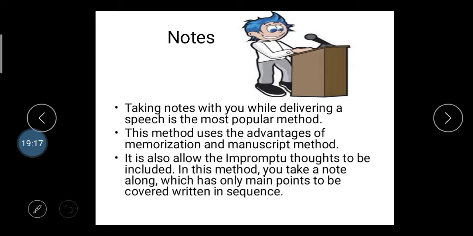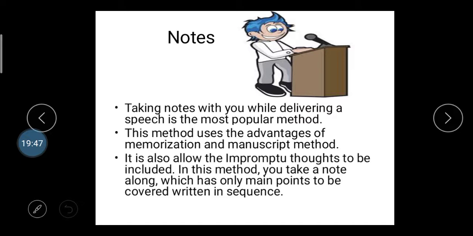This method uses the advantages of the memorization method and the manuscript method. So we can say the advantages of both methods are considered in this notes method. You can memorize some topics in your speech and you also take some points with you. So both methods are combined in this method.